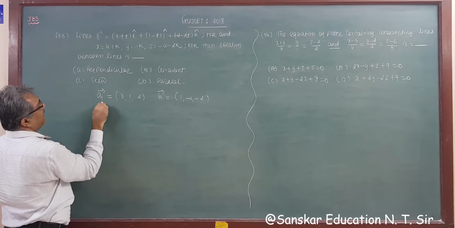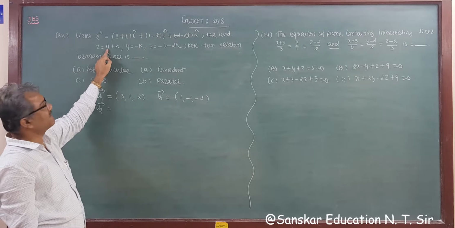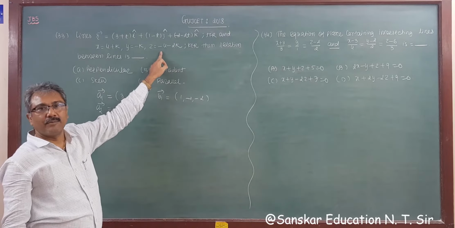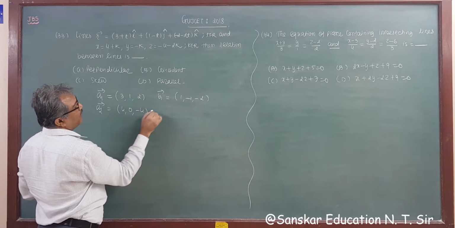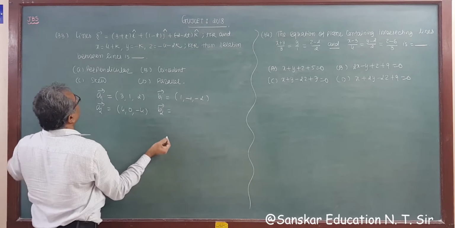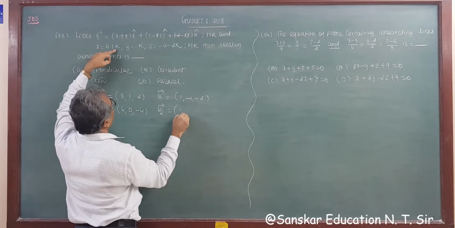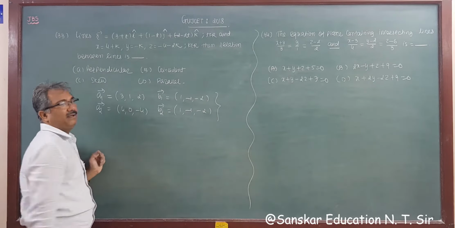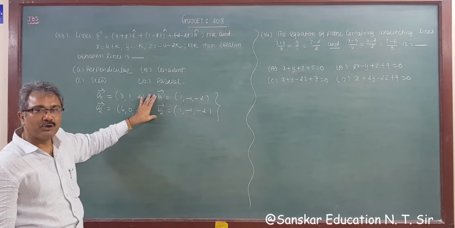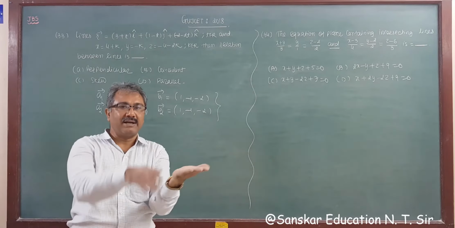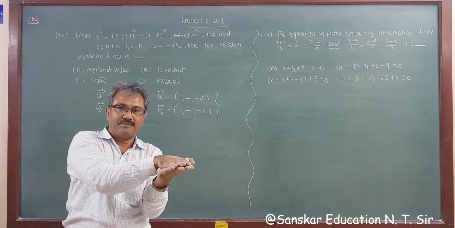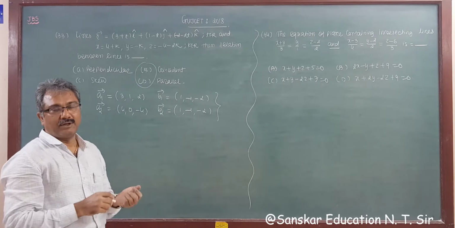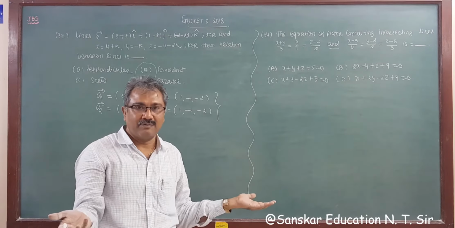And for the second line, a2 bar, the constants are 4, 0, minus 4. And for the second line, the direction is the coefficient of k, that is 1, minus 1 and minus 2. So clearly b1 and b2 are the same. That means either both lines are parallel or coincident, so we have to justify what our answer is.